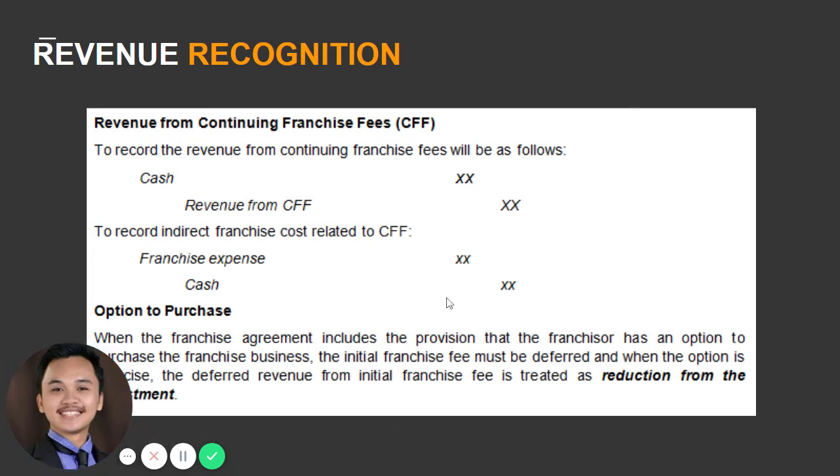Okay? Now, let's have option to purchase. When the franchise agreement includes the provision that the franchisor has an option to purchase the franchise business, if the option is granted at the time of the franchise agreement is signed, the initial franchise fee is to be deferred. When the option is exercised and the franchisor acquires the franchise business, the deferred revenue from the initial franchise is treated as a reduction from the franchisor's investment.